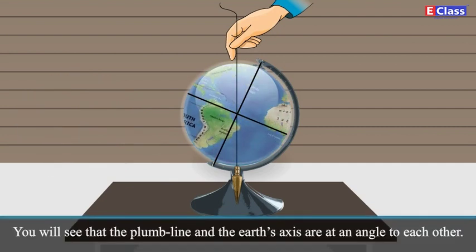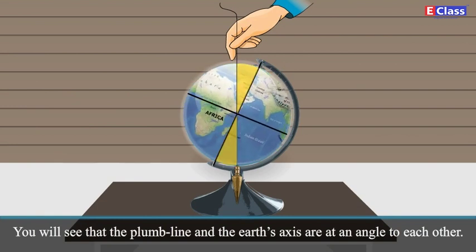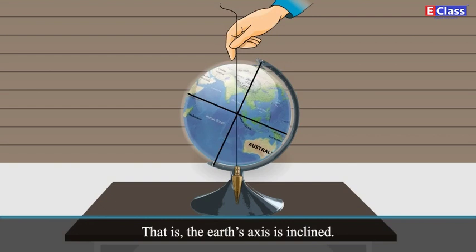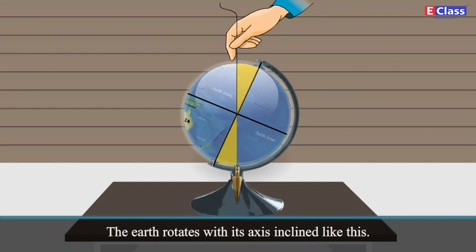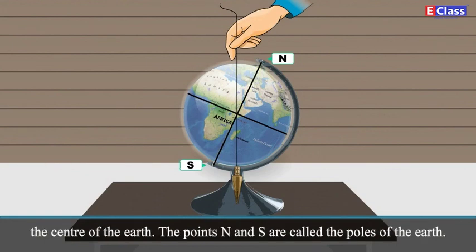You will see that the plumb line and the Earth's axis are at an angle to each other. That is, the Earth's axis is inclined. The Earth rotates with its axis inclined like this. The line NS in the picture shows the Earth's axis. It passes through the center of the Earth.